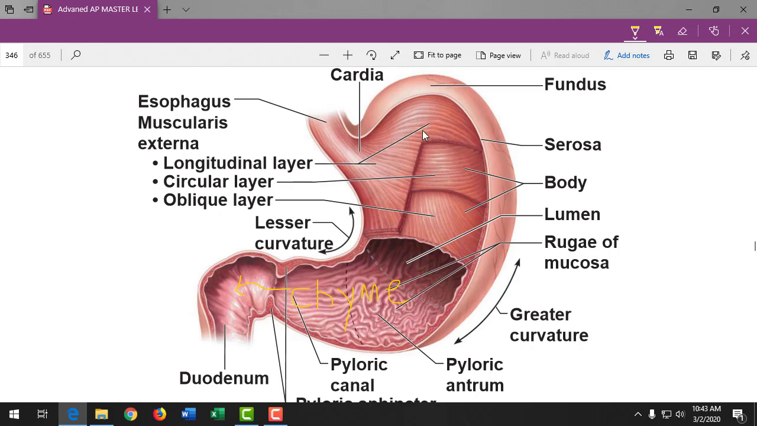Okay, so we have these different layers of the smooth muscle wall of the stomach. It's a back and forth mixing, back and forth from the fundus to the pylorus. Some will enter the duodenum, the rest moves its way back up to the fundus to be broken down until it's a liquid.